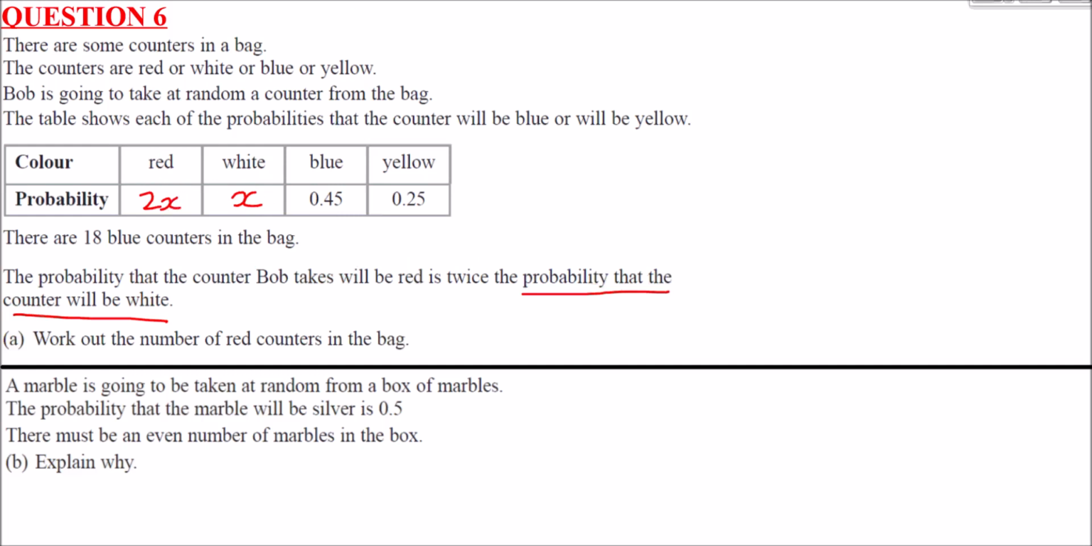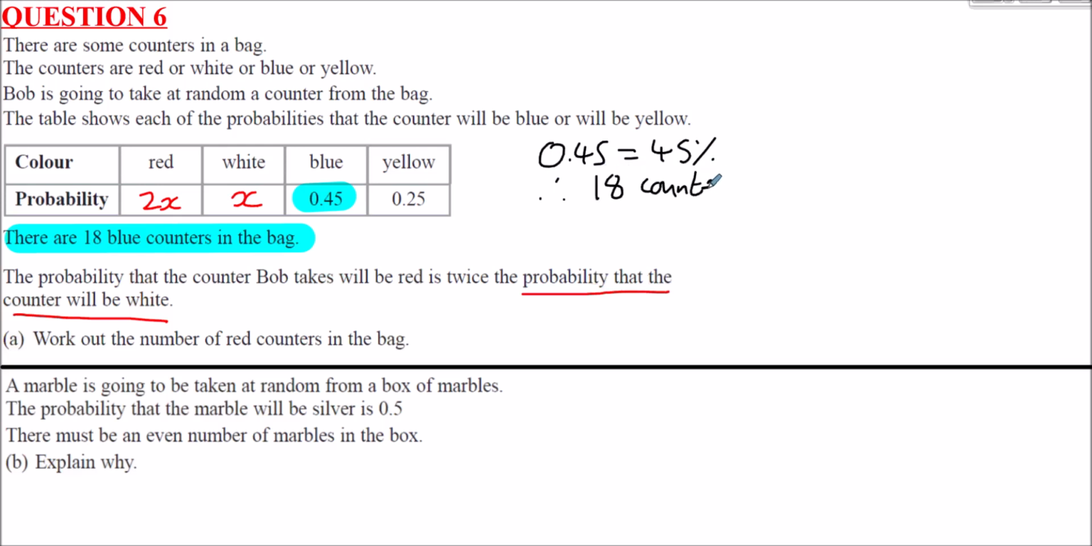Next, it's about the blue counters. There's 18 blue counters in the bag. And the chance of picking a blue is 0.45. So 0.45 is the same as 45%. So therefore, 18 counters is 45% of the total counters.